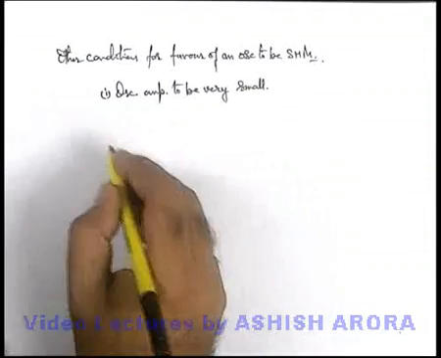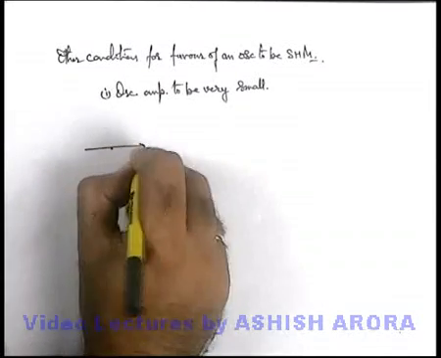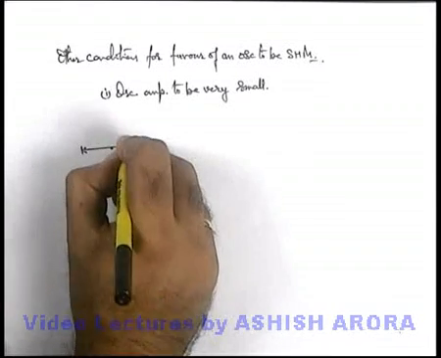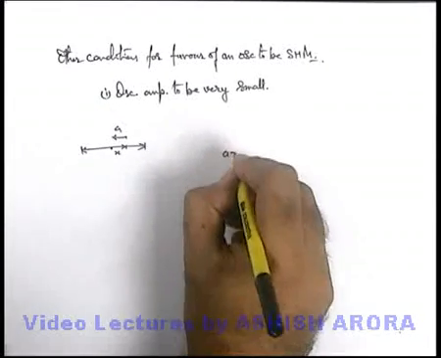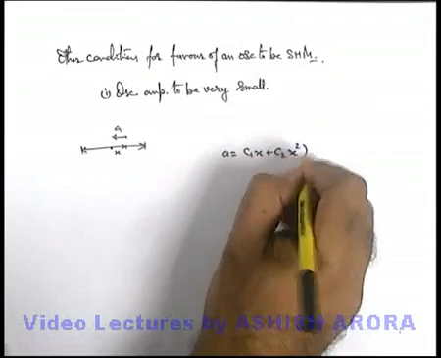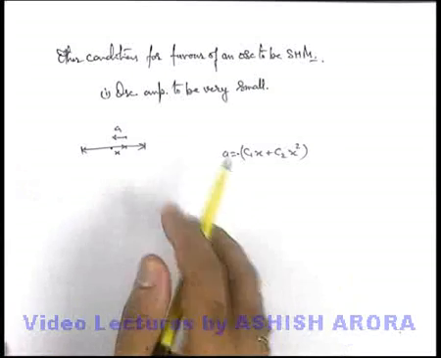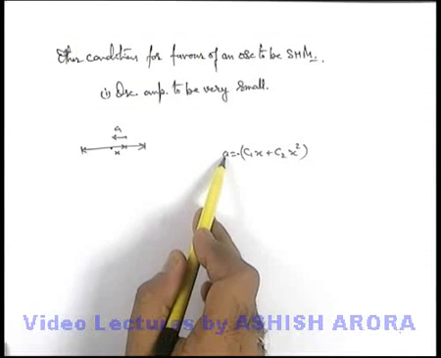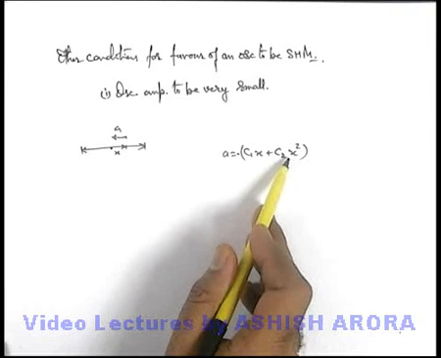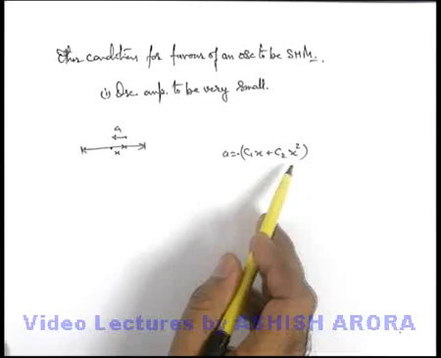Let's have an analysis for this. If a particle is executing oscillation in such a way that at a displacement x, its acceleration is given as c1x plus c2x square, directed towards the mean position. Obviously, in this situation acceleration is not directly proportional to x. There is a term of x square also in the acceleration, so we cannot directly call it SHM.